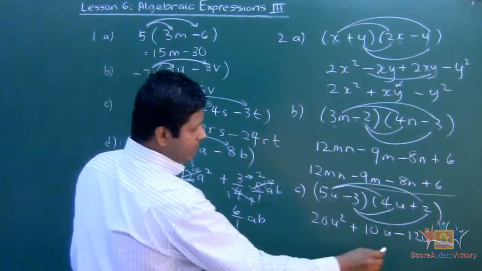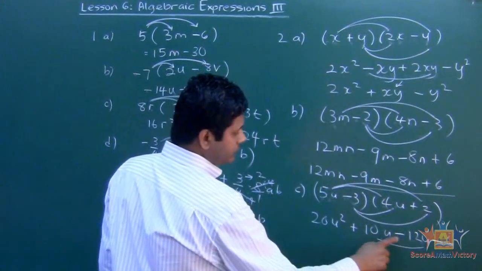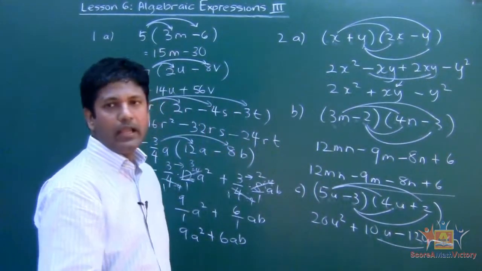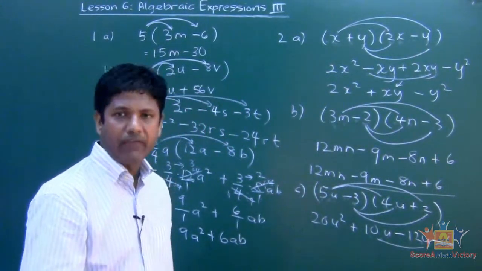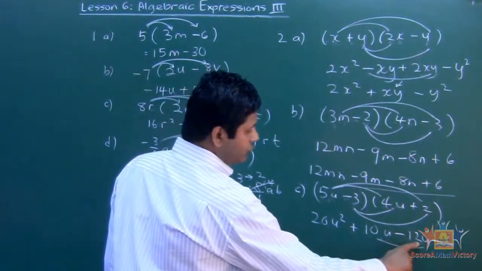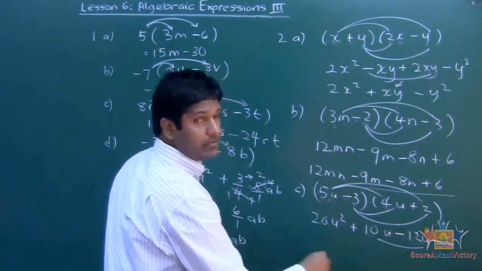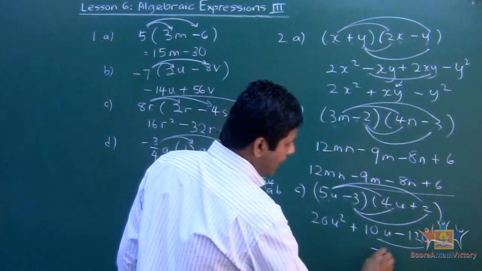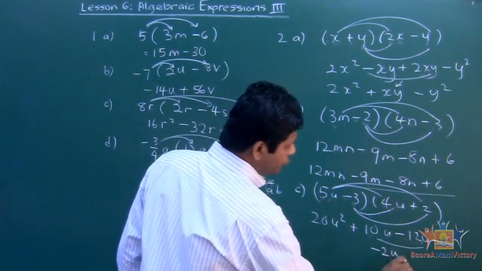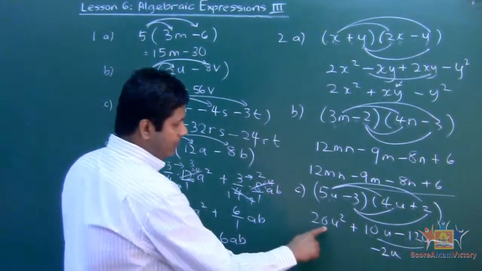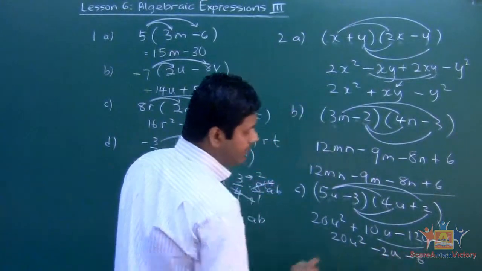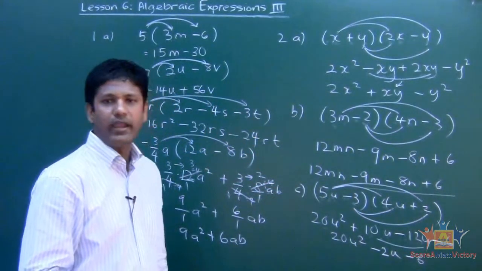Now look at this. I can combine these two because they're the same terms. 10u minus 12u. I owe more than I have. See that, you owe more, negative 12 and plus 10. That means it's still going to be negative. So 12 minus 10 is what? 2. I still owe, so it's going to be negative 2u. Then I'm going to rewrite this back. 20u squared minus 2u minus 6. Bring it back. Right there. That's your answer.